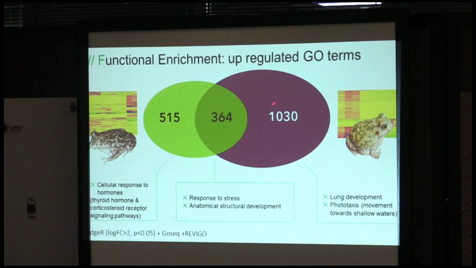The majority of these GO terms that were only enriched for Scaphiopus seem to be more related to actual anatomical developments, like lung development and phototaxis, which again suggests that they're moving closer to metamorphosis, or much faster than Pelobates. Phototaxis, for example, is thought to be related to tadpoles moving towards shallower parts of the pond that they're inhabiting.